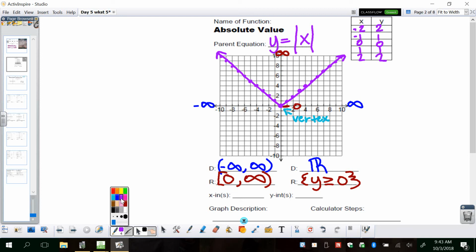What's my x-intercept? 0, 0, right? What's my y-intercept? Same thing, 0, 0. Okay, if you had to describe this graph, what would you say? If you had to describe what it looked like, what would you say? A V. It's V-shaped.